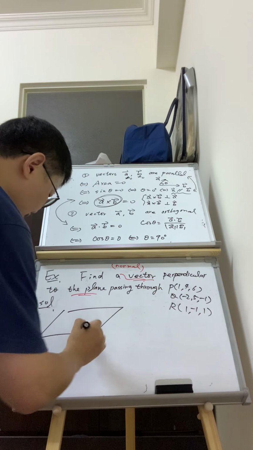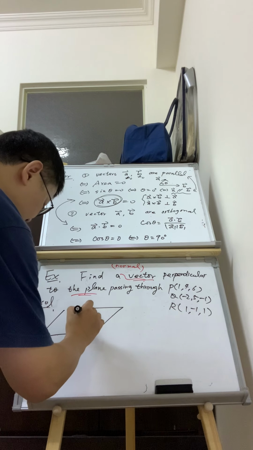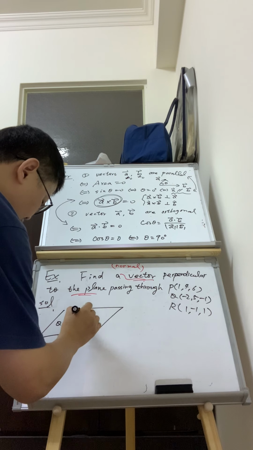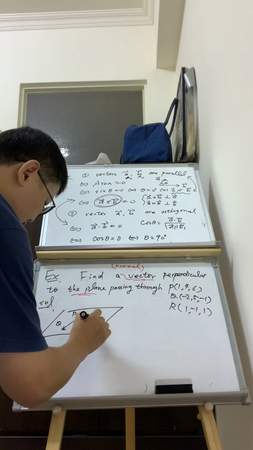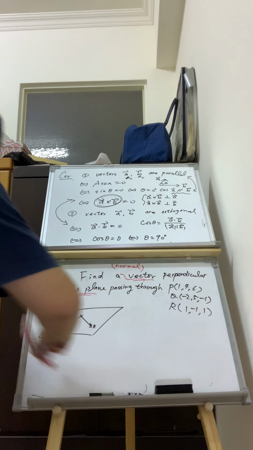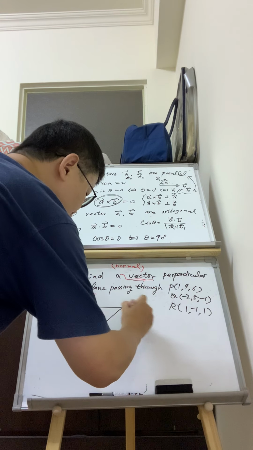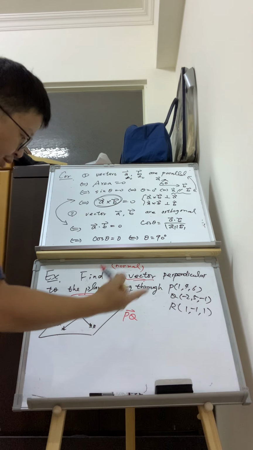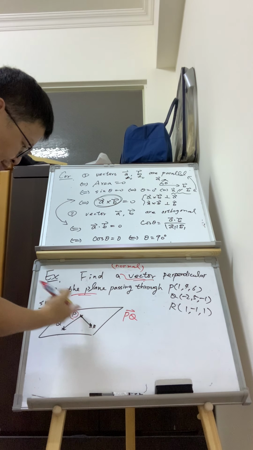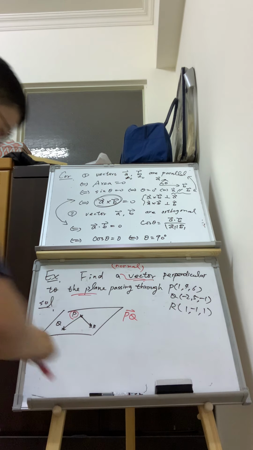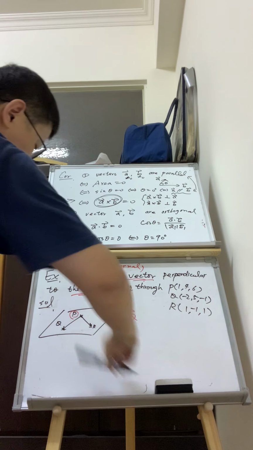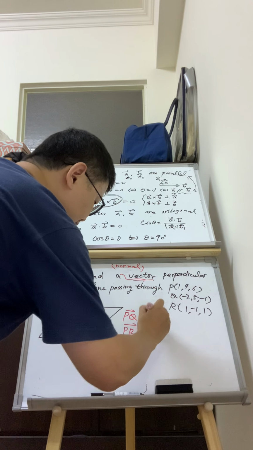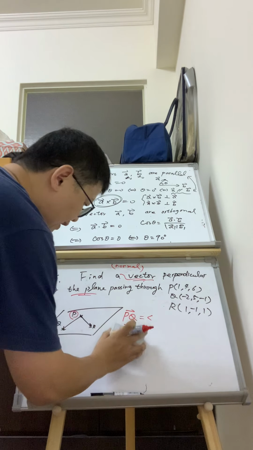We could construct 2 vectors in this plane. So here we have a plane, and we call the points P, Q, and R. So we could consider 2 vectors. One is PQ. Of course, you could fix another point. For example, you could choose Q and consider QP, QR, or fix R and consider RP, RQ. Okay, so here I just fix the point P. So I consider PQ and PR. And what are PQ and PR?